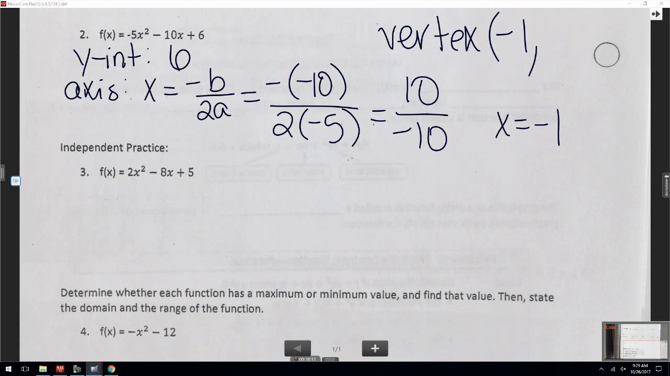Plus 6. What'd y'all get, 11? Yes. Okay, so where's your vertex at? Negative 1 and 11. There you go. All right, number 3. You try number 3 all on your own.